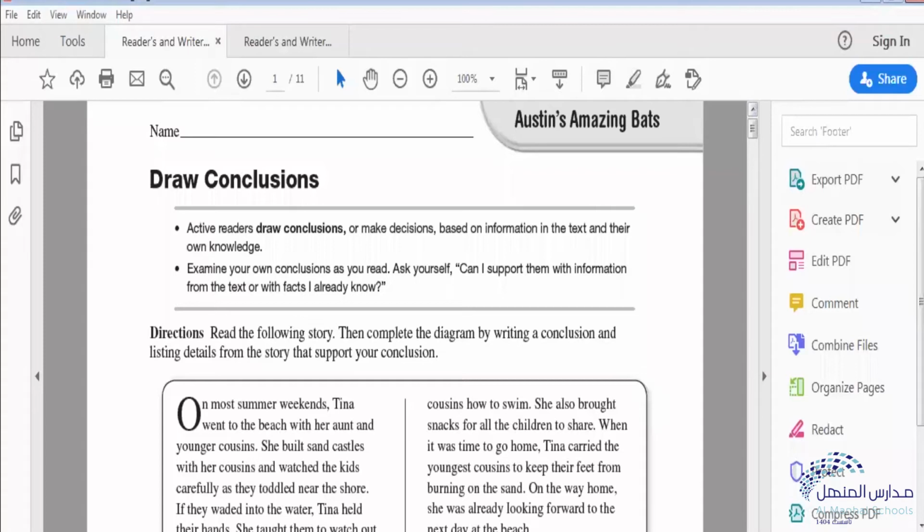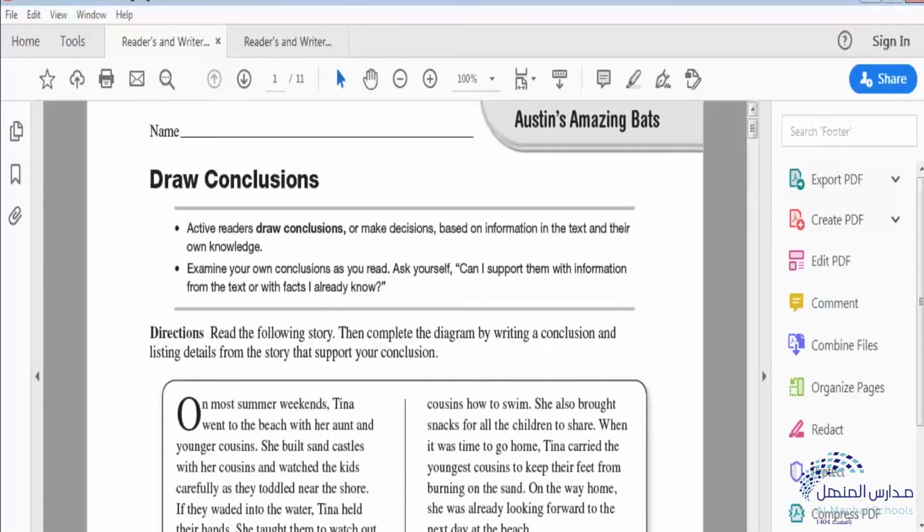Tina taught them how to watch out for big waves. When you're swimming in the sea, you must be careful of big waves. Big waves can easily lift you up and throw you back into the sea, and this can normally cause drowning.